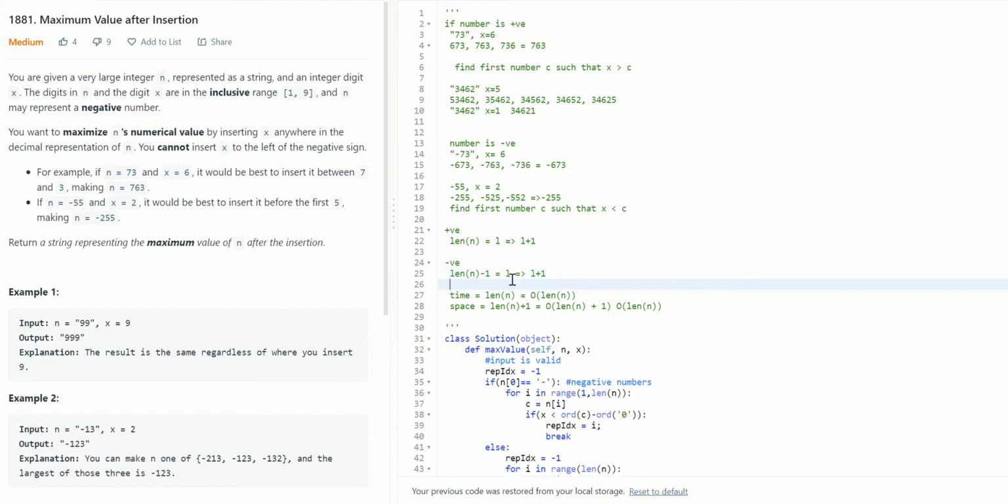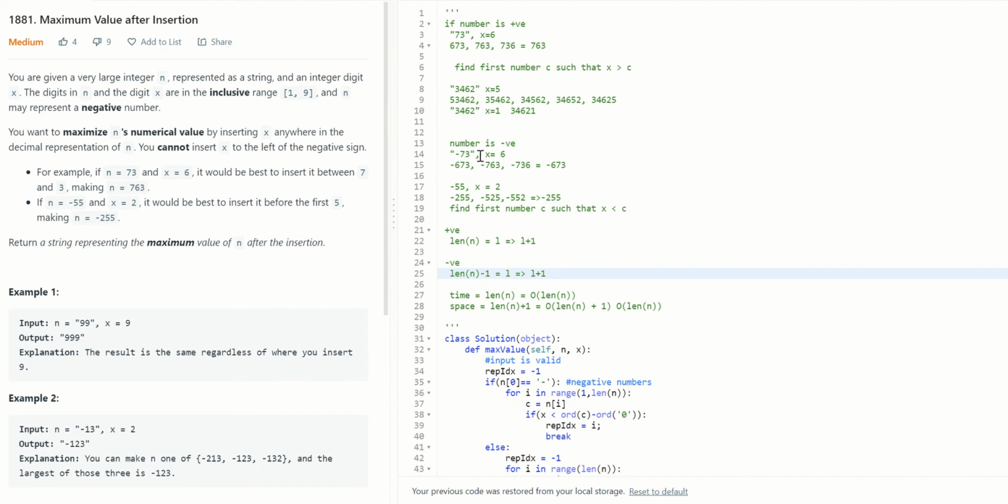Length of n minus 1 is the count, so obviously L plus 1, whatever length you calculate. So when the number is negative, you are removing the sign, minus 1 for the sign. If it is positive, just take the whole length and add 1. That's it. So that's what it is going to be, right?